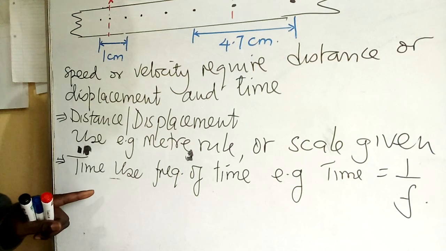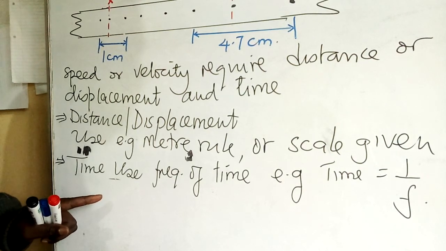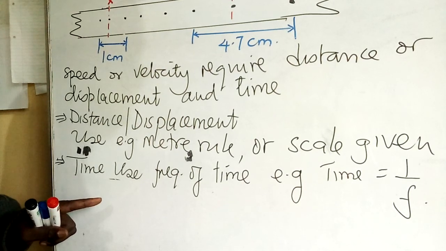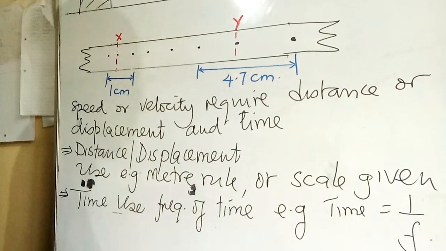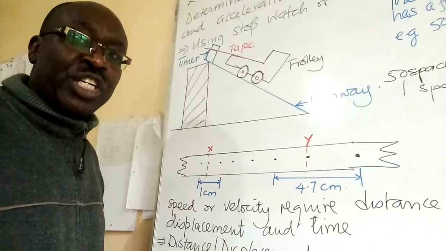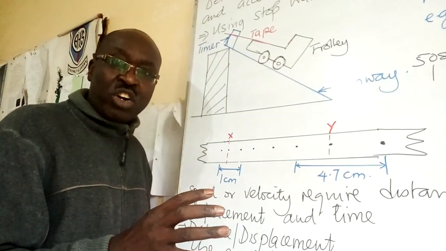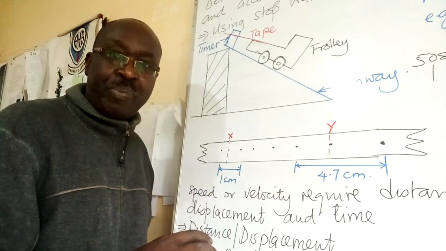Time, SI unit is second. When you're given frequency, to get time to cover one space, it is 1 over f. So if there are 10 spaces, it is 1 over f times the number of spaces. I'm going to continue, folks, now with real situation on the ground. I will continue with analysis of the tape.